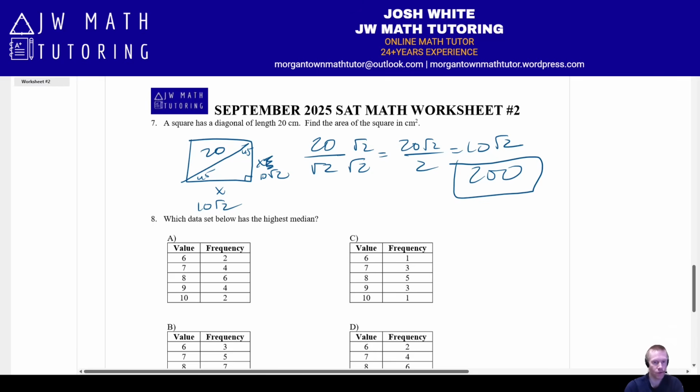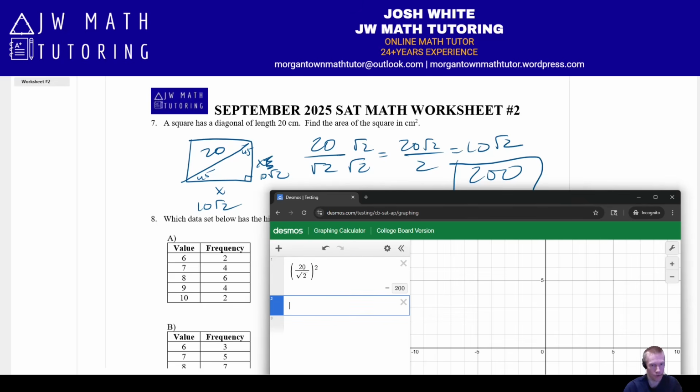Now, if you don't remember the special right triangle formulas, then what I would do is the following. Actually, I'm going to do a squared plus a squared is equal to 20 squared. Because in a square, both legs are the same. We don't need to do a squared plus b squared because these are the same length because it's a square.